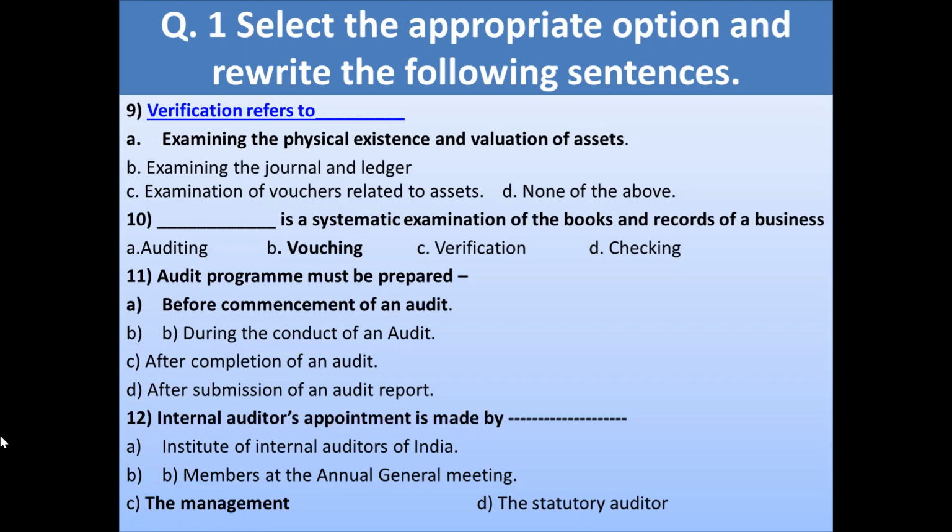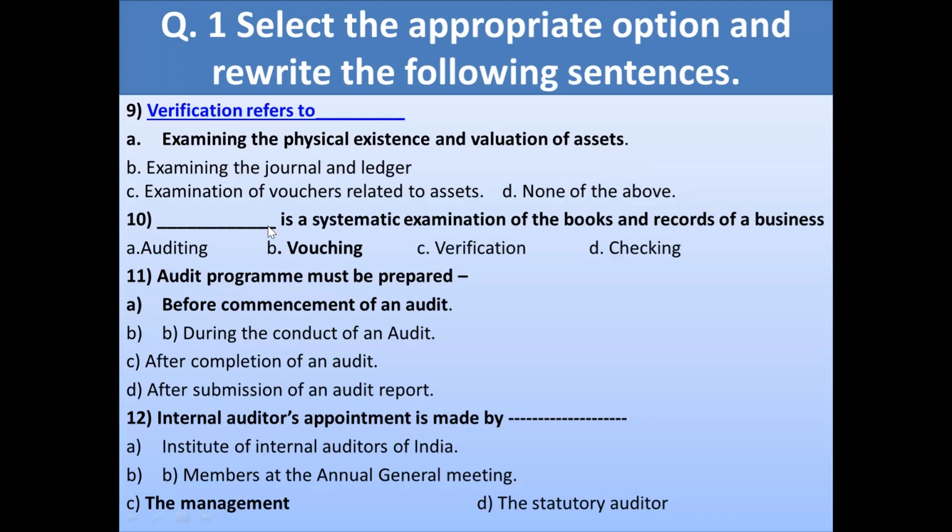The verification refers to dash. The right answer is examining the physical existence and valuation of assets. So this is what the verification. So vouching is most of the times examination of receipts and payments vouchers, and the verification on the other hand is examining valuation or checking the physical existence of the assets, and also confirmation of the value of liabilities. That is what the verification.